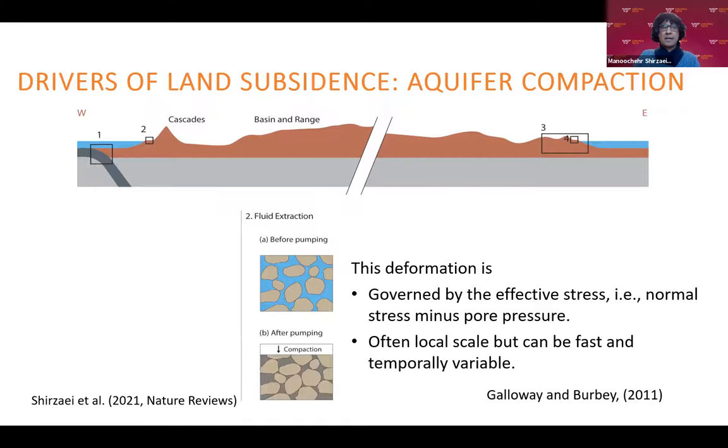The other process, box number two, that impacts vertical land motion along the coast is the compaction of aquifers and reservoirs due to extraction of fluid, whether it is water or oil and gas. This process can be extremely nonlinear in time and space, but the effect is very localized compared to the previous example that we saw. And again, this can qualify as a tipping point.